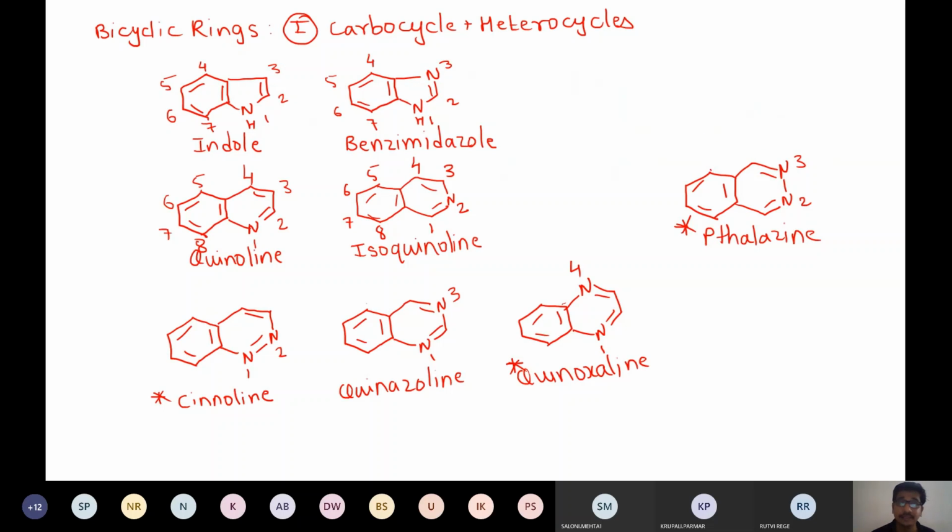So this was about single rings. Then we moved on to bicyclic rings. There are two subcategories. The first is a combination of a carbocycle and a heterocycle. In that we saw indole, benzimidazole, quinoline, isoquinoline. Remember, in isoquinoline, nitrogen occupies the second position. Then we saw the combination of a benzene ring and a ring containing 2 nitrogens. When nitrogens are at 1, 2, it is cinnoline. When at 1, 3, it is quinazoline. When at 1, 4, it is quinoxaline. And when at 2, 3, it is phthalazine. I hope now at least some confusion is sorted. Shall we go ahead, or is it becoming too much just now? Okay, not clear as of now. All right.